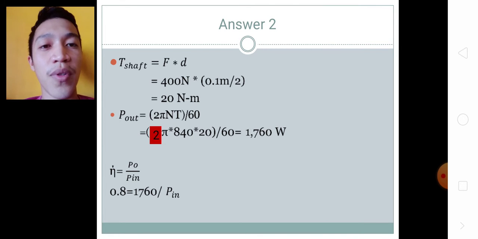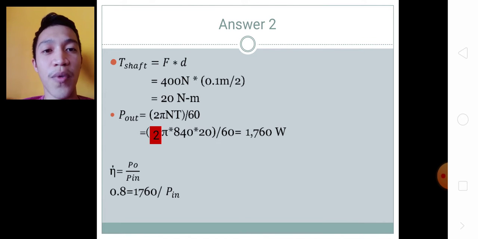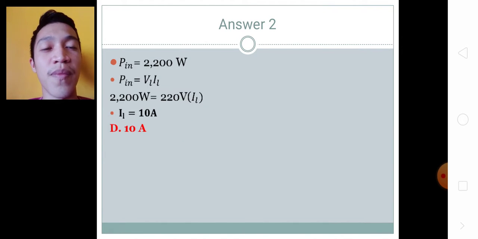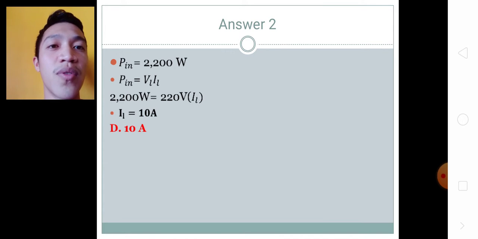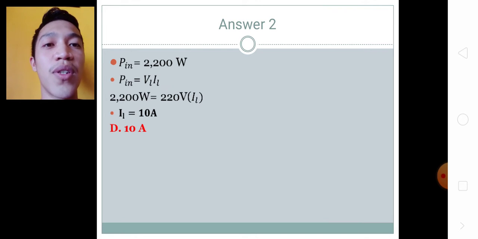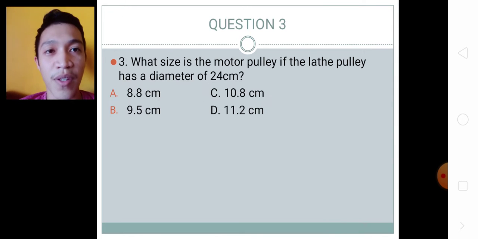Now for the efficiency of our motor, that's equals to power output over power input. Our efficiency is already given, 80% or 0.8, equals to 1760 watts over power input. Now we have power input as 2200 watts, and power input is also equals to V times I. Now 2200 watts is equals to the given voltage, 220 volts, times I. Then our I will be 2200 watts over 220 volts, and that's equals to 10 amperes. Letter D.